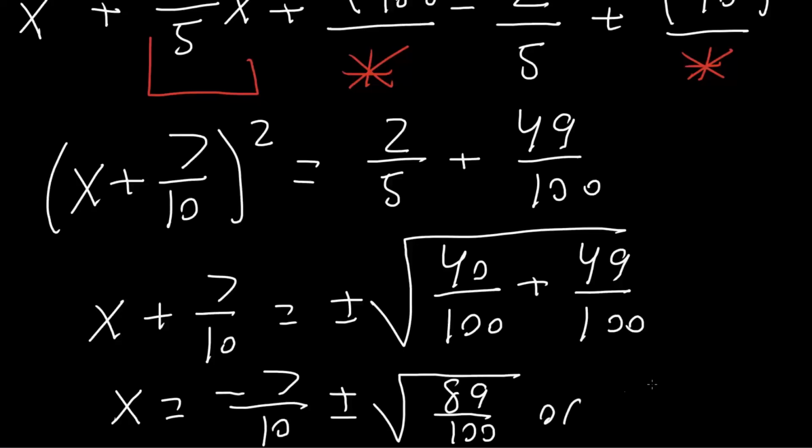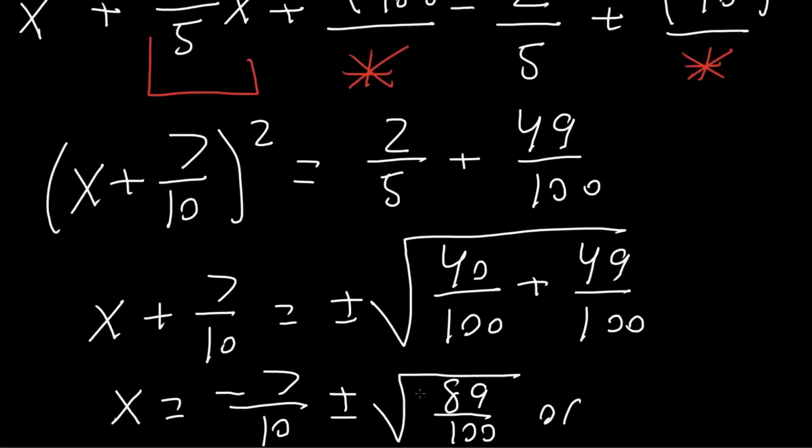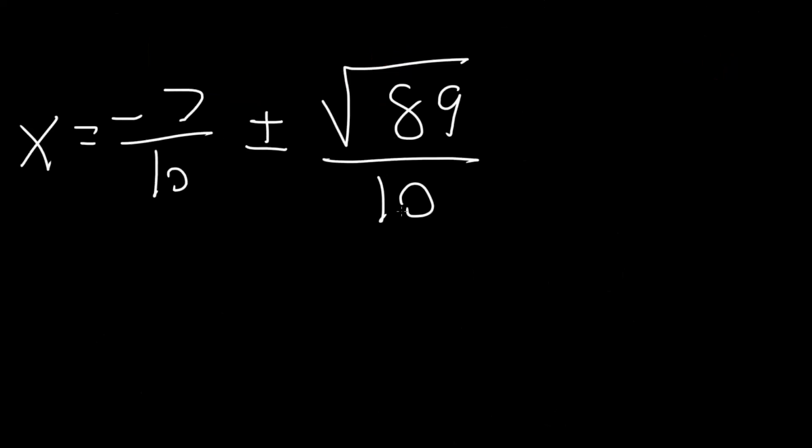Or we can say, I'm going to need some more space for this. Or we could say x is equal to -7/10 plus or minus the square root of 89 over 10. So let me just show you back really quickly what we had last time. We had the square root of 89 over 100. We can't do the square root of 89, but we can do the square root of 100, and that's why we got 10 instead. They're both correct, and that's it.